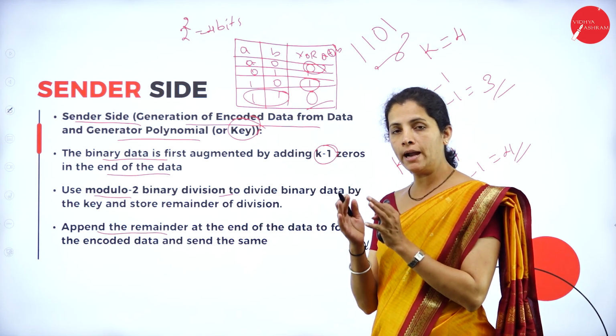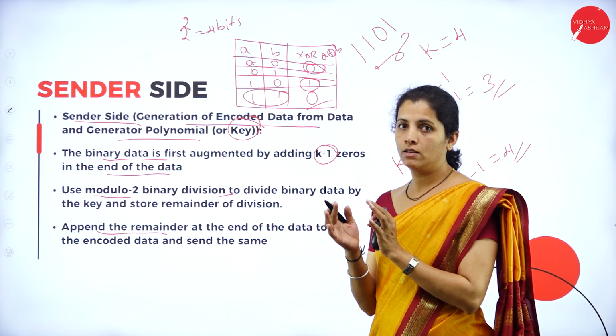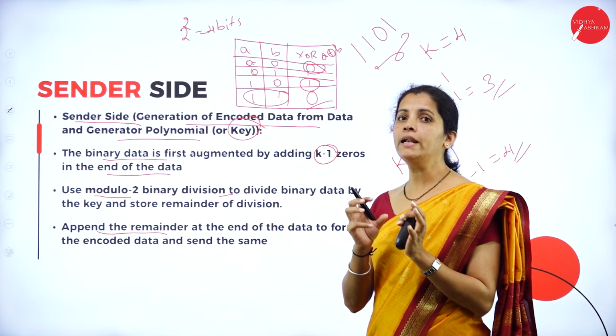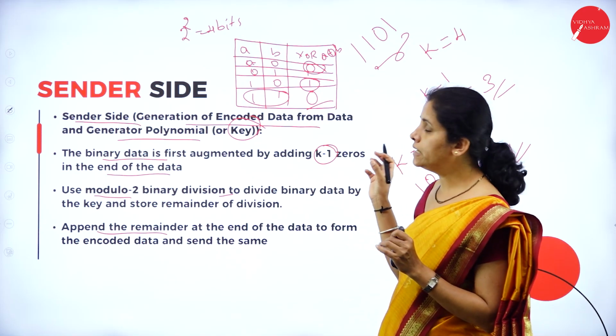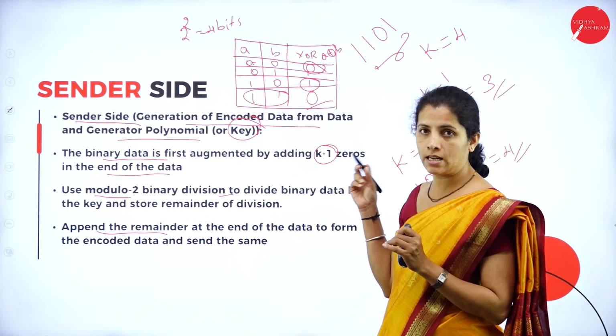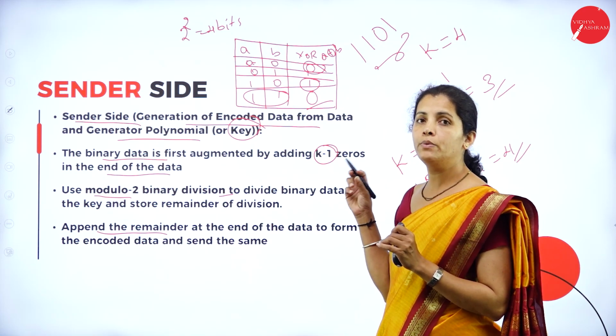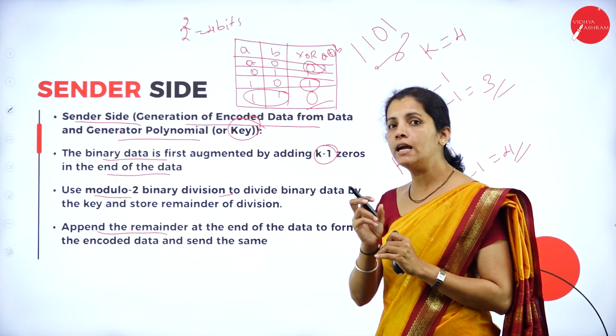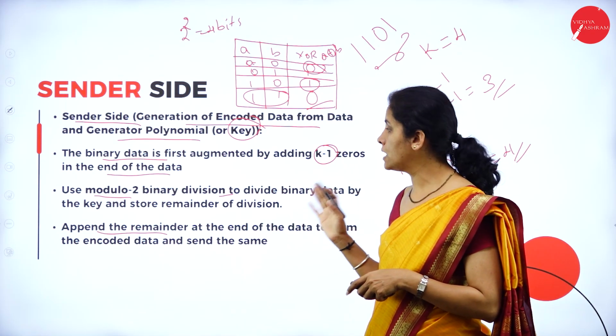So whatever remainder I get at the end, I want to append that remainder to my data. Anyway, at the beginning we generated the CRC. Initially, we added zeros. Now I want to replace those zeros with my CRC.